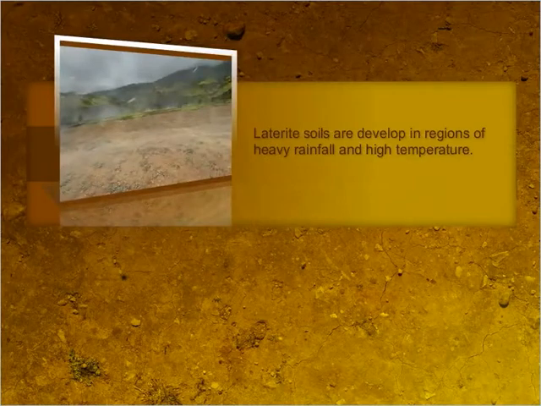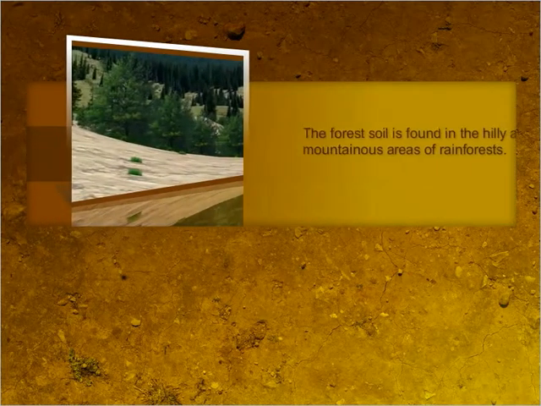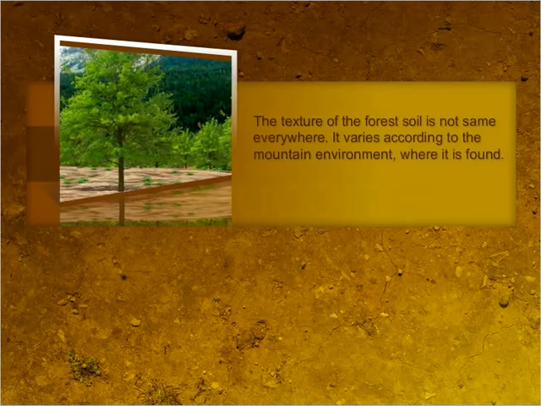Laterite soils are developed in regions of heavy rainfall and high temperature. The color of arid soils ranges from red to brown. These soils are saline in nature and have less moisture content. The forest soil is found in the hilly and mountainous areas of rainforests. The texture of the forest soil is not the same everywhere. It varies according to the mountain environment where it is found.